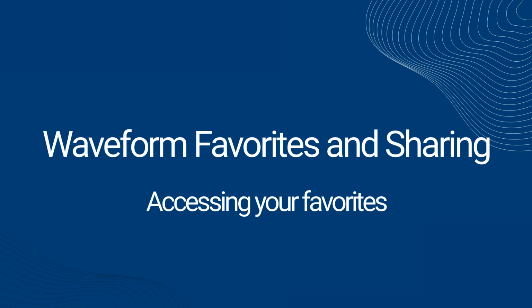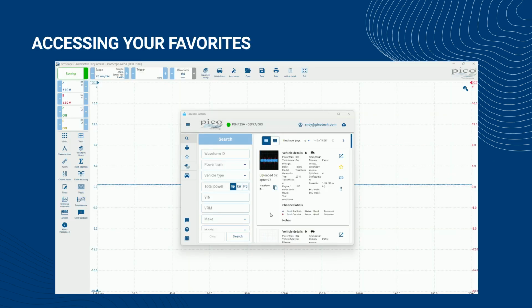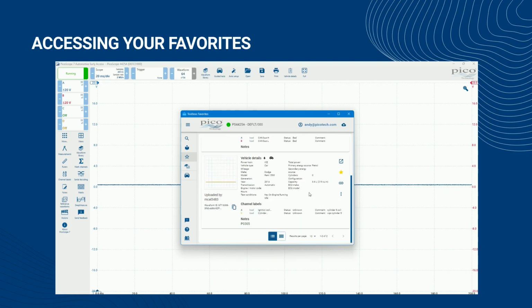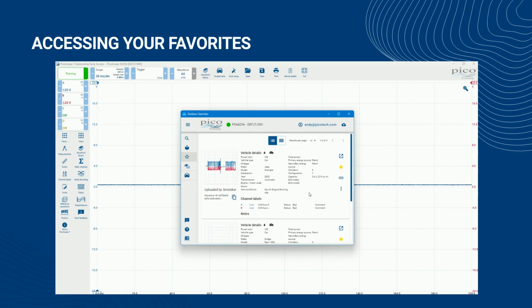Section 2, Accessing Your Favorites. To view all your favorite waveforms, click on the Favorites icon within the Waveform Library application. In the same way as within the Waveform Library search results or My Waveforms, you can either load all the waveform settings and details into PicoScope or create one or more reference waveforms in PicoScope from the channeled data.